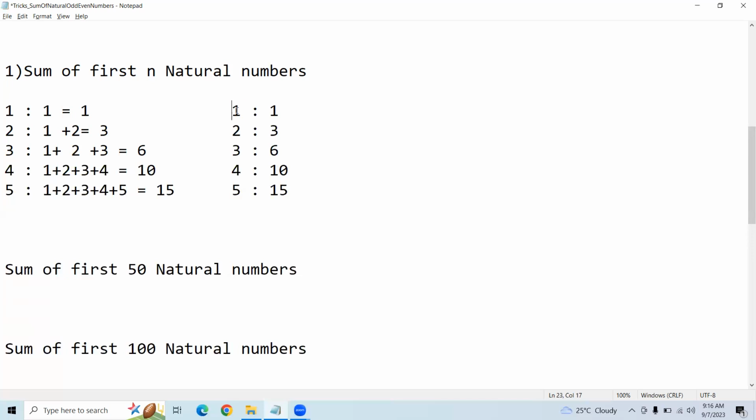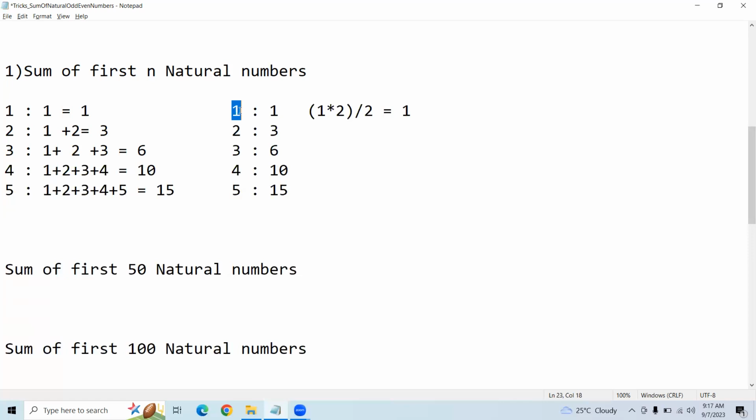So what is the next natural number after 1? 2. So can we do 1 into 2? 1 into 2 becomes 2. And if you try to divide this 2 by 2, you will get 1. Is that not nothing but our answer over here?